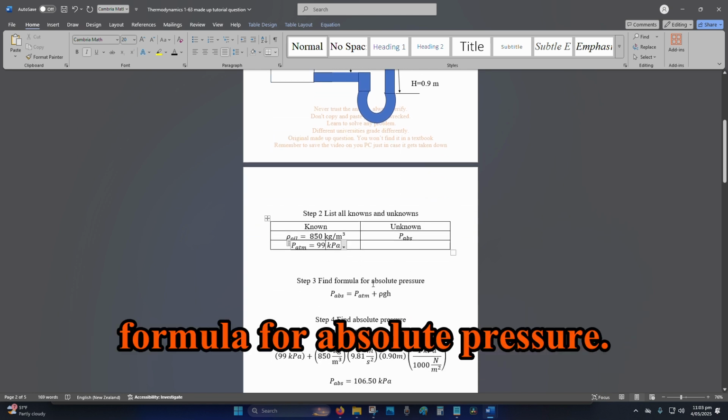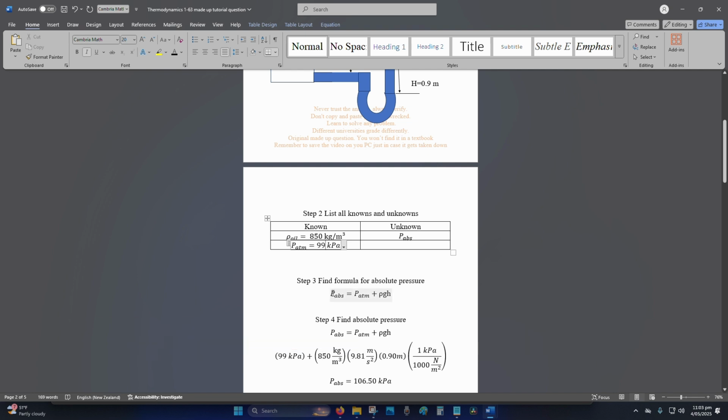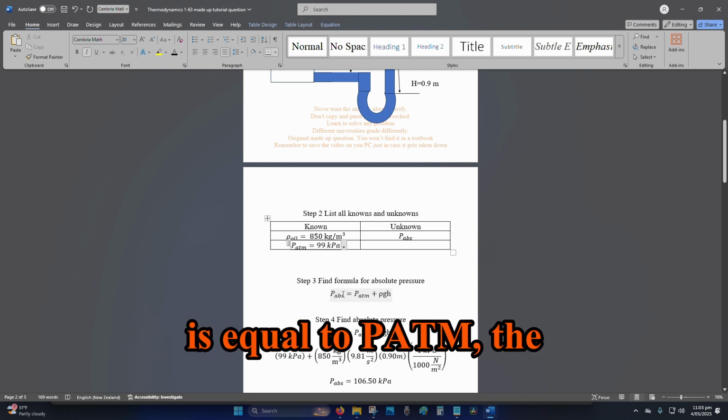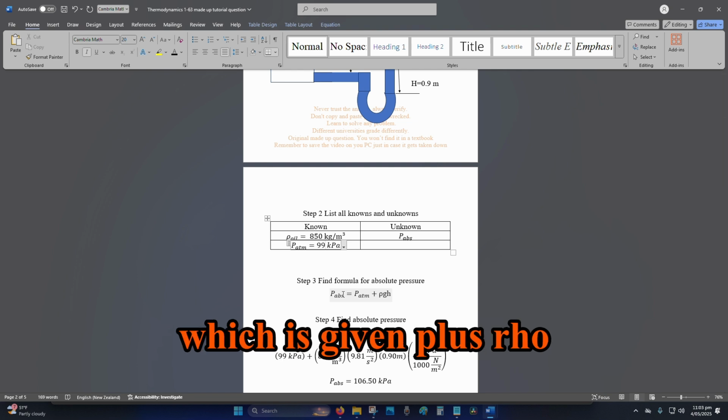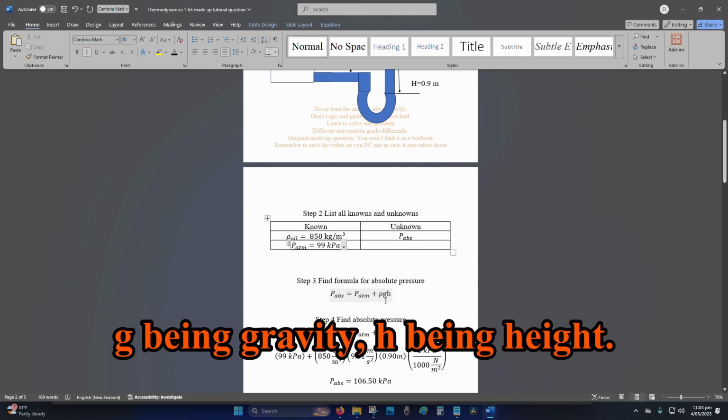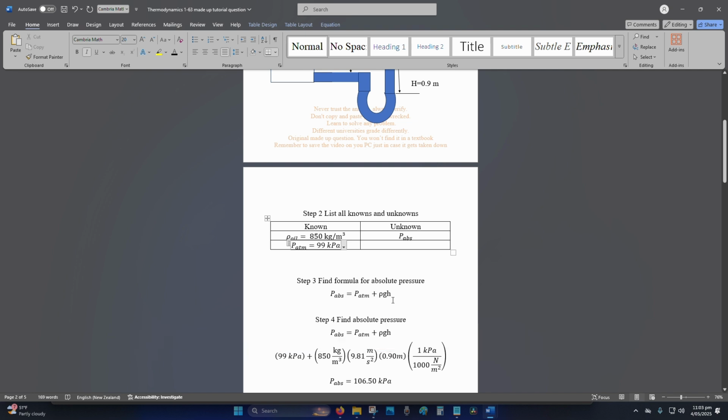Step 3, find the formula for absolute pressure. So P_abs, that is the absolute pressure, is equal to P_atm, the atmospheric pressure, which is given, plus rho g h, rho being density, g being gravity, h being height. They give us all of these.